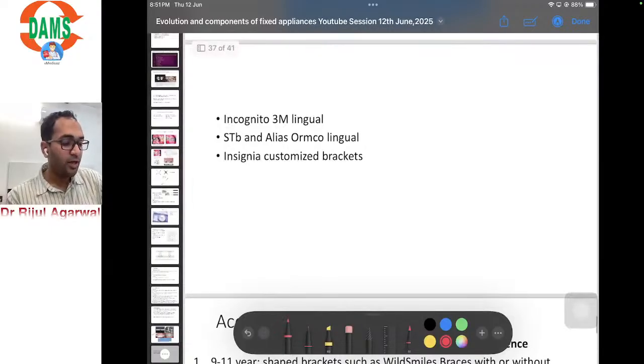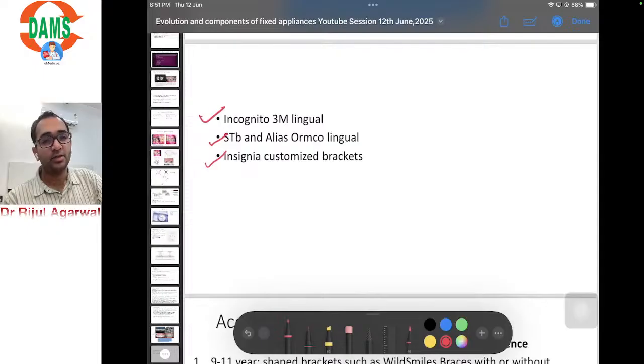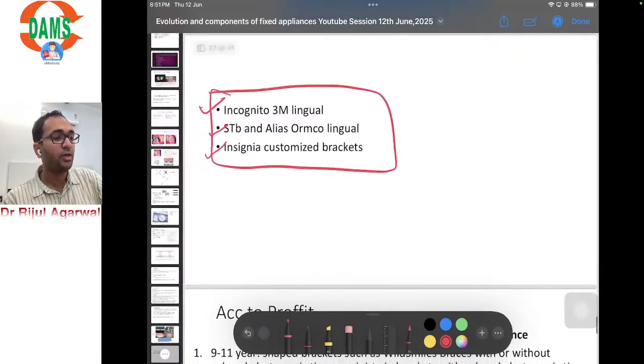So as I was telling, Incognito is 3M's lingual bracket, STb and Alias are the other lingual brackets, and lastly Insignia are the customized brackets. So this is a summary of all three varieties.